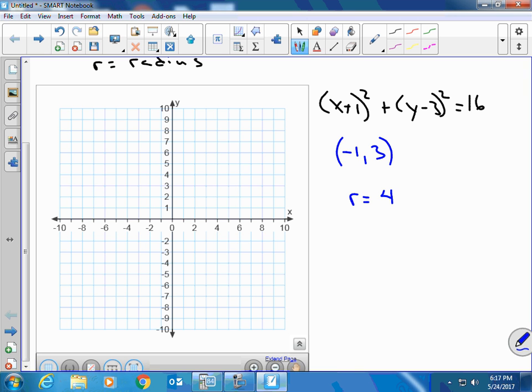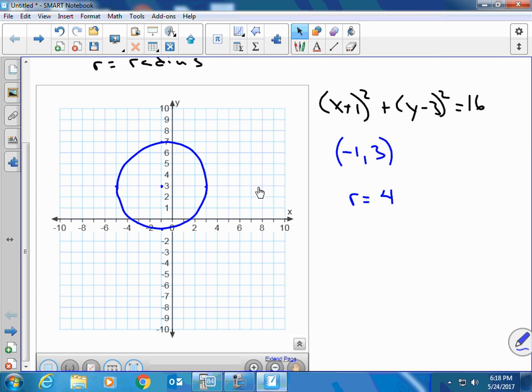Plot the center, (−1, 3). Go out 4 units in every direction: 4 units right, 4 units left, 4 units up, 4 units down, and get as close as you can, and let's sketch a nice circle. Okay? Not great, but there you go. It works. That's how you graph a circle.